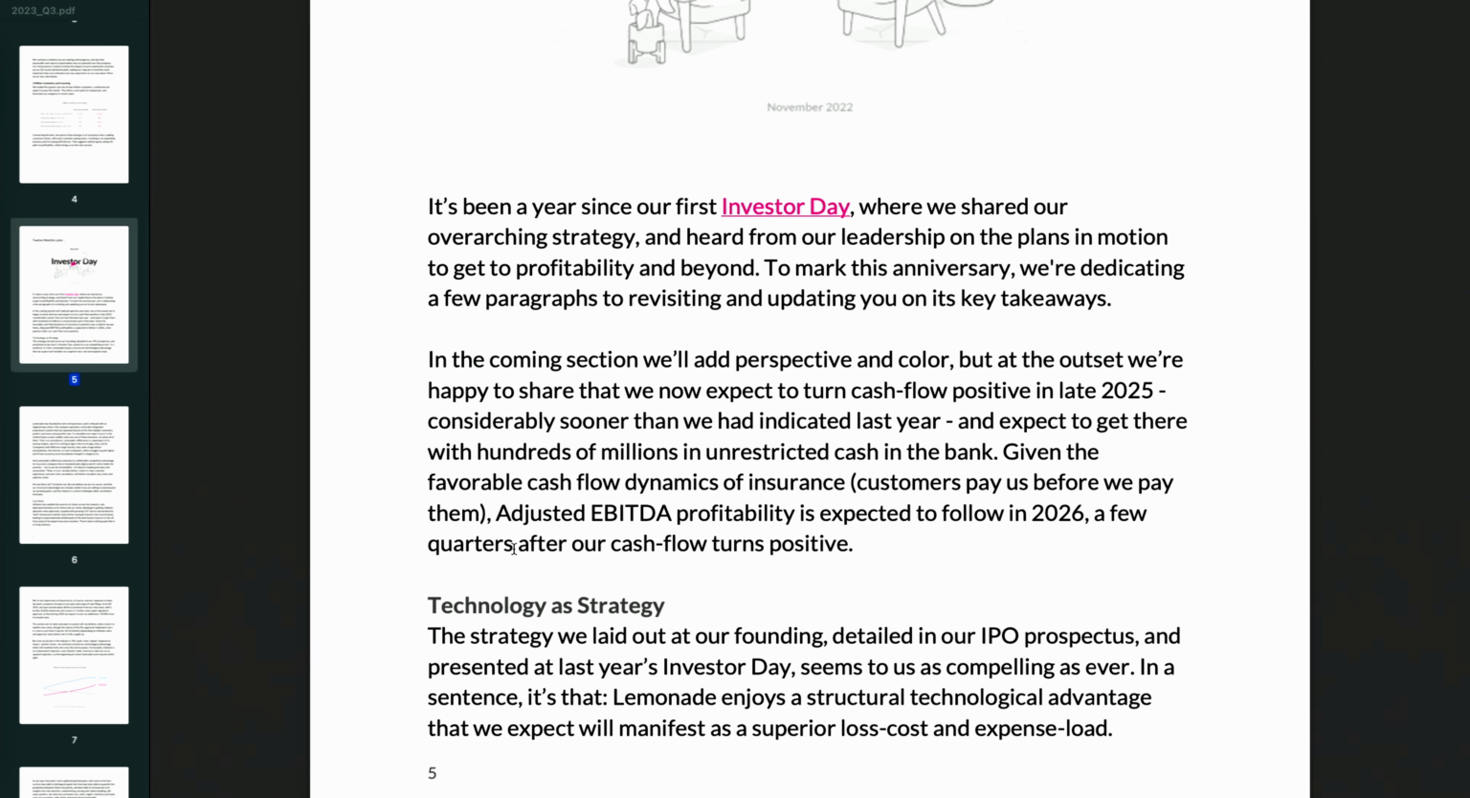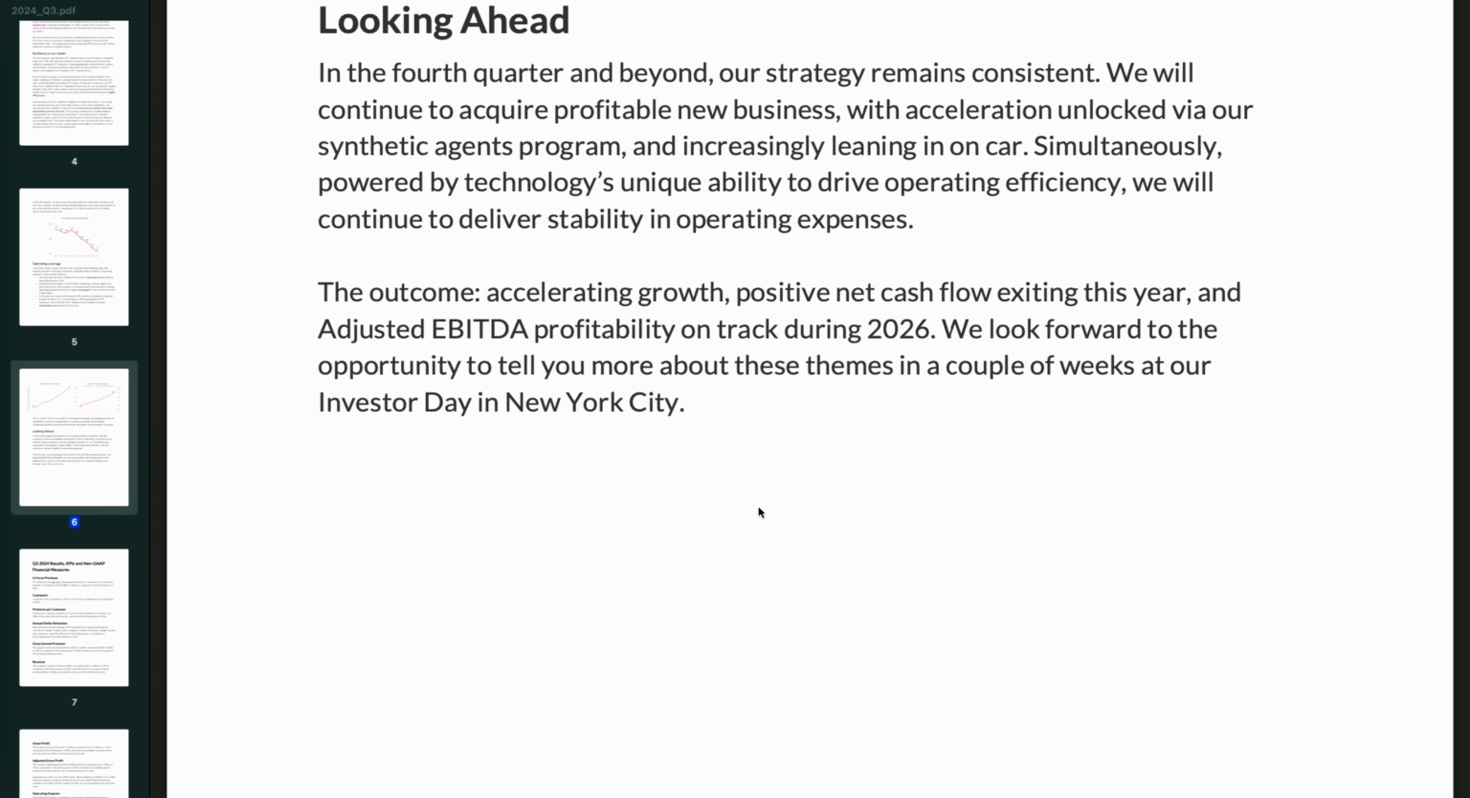So a few quarters, well, is that 2, is that 3, is that 4? We don't really know, right? But somewhere in 2026, they expected adjusted EBITDA profitability. Okay, so that was back in 2023 that they made this statement. Let's go a bit forward in time now, and here we are 1 year later. We are in 2024 Q3.